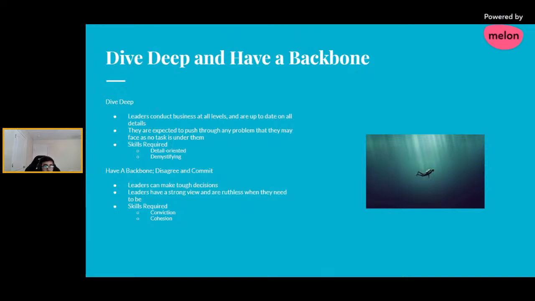Having a backbone, disagree, and commit. This is where leaders have to make tough decisions, and they have a strong view and are ruthless when need be. The skills required for this are conviction and cohesion.